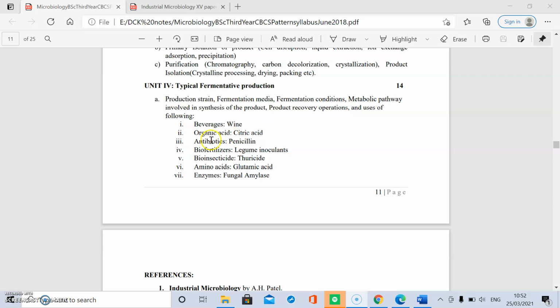acid, in antibiotics, penicillin, in the biofertilizers, legume inoculants, in the bioinsecticide, thuricide, amino acids, glutamic acid, and in enzymes, fungal amylase. These are the fermentations, and for each fermentation we have to study the points as production strain, fermentation media, fermentation conditions, metabolic pathway involved in the synthesis of the product, product recovery operations and uses.